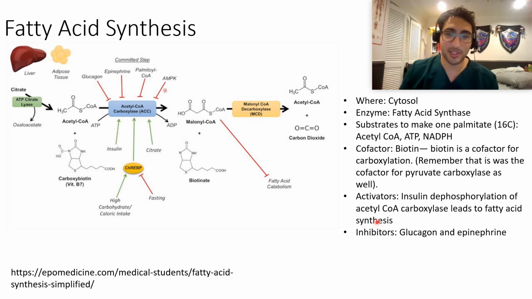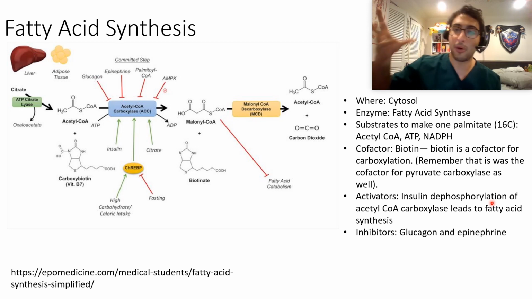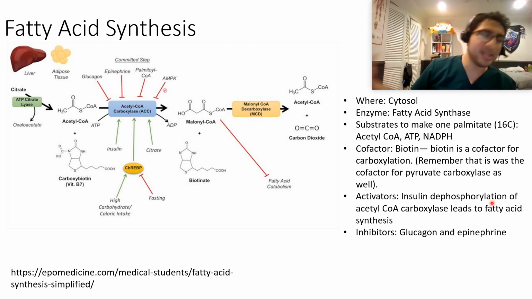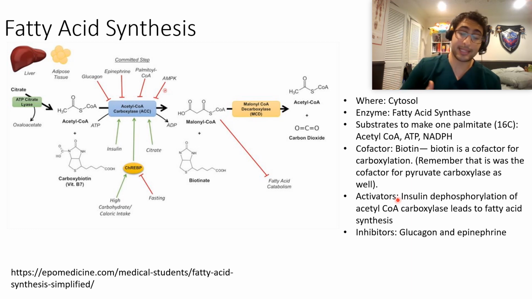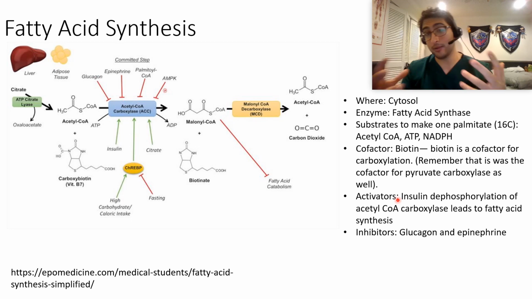All right, so what's going to activate it? You can go ahead and refer to the carbohydrate lecture to understand how insulin mediates its effects by dephosphorylation, while glucagon mediates its effect by phosphorylation. But think about when you have fatty acid synthesis. It means your energy reserves are high. When your energy reserves are high, usually that's signaled by high glucose. And in high glucose, you have insulin.